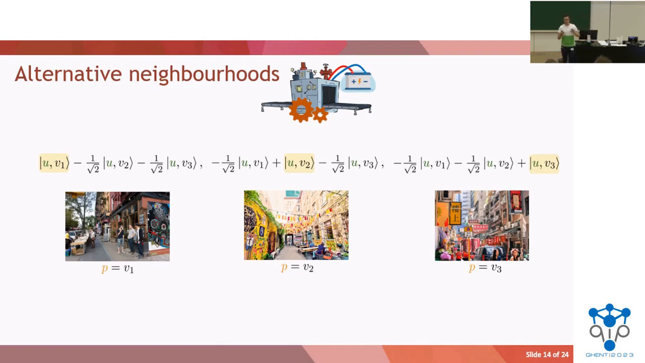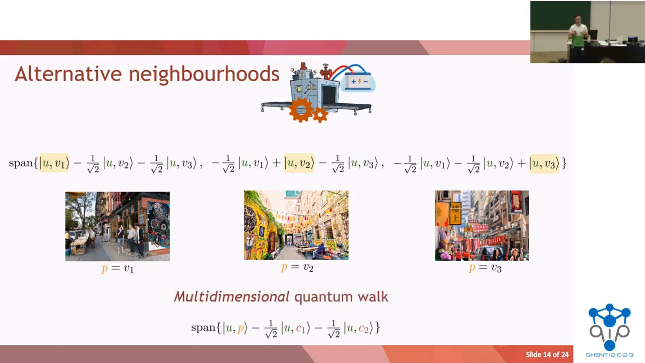Now, we do not know which of these neighborhoods is the correct one, but we do know that the correct neighborhood is one of these three. So instead of just reflecting around the span of the correct option, we reflect around the span of all of these options. Instead of reflecting around just a state, we are now reflecting around a multidimensional space. And this is why we call our walks multidimensional quantum walks.